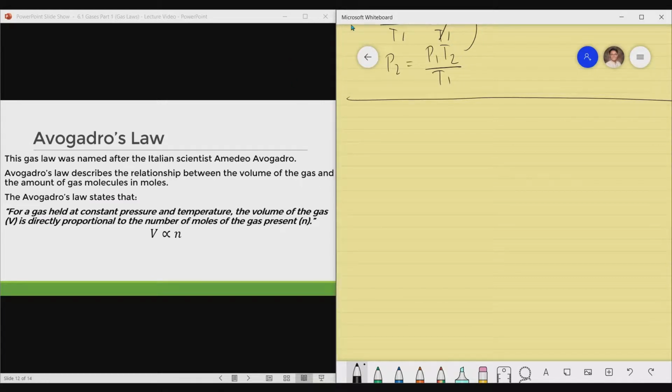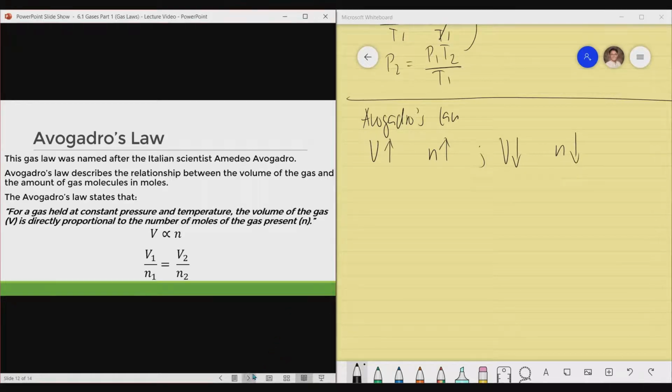So Avogadro's law states that, let me write that one. Avogadro's law simply gives us an idea that the volume V and the number of moles n have a directly proportional relationship. That means when your volume increases, the number of moles also increases, and when volume decreases, the number of moles also decreases. So you have the equation: initial volume over initial number of moles is equal to final volume over final number of moles. Hopefully that is easily understood.